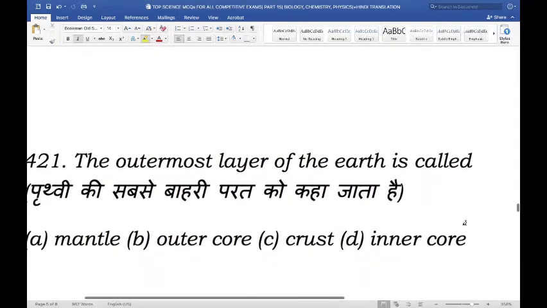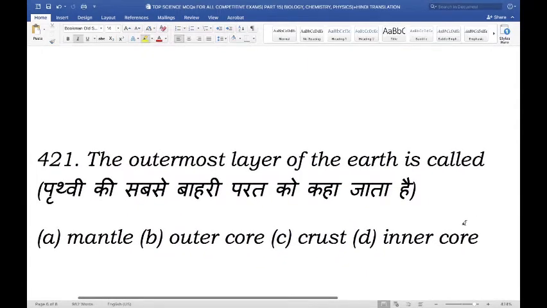Next, the outermost layer of the Earth is called. Is it called mantle, outer core, crust, or inner core? And the right answer here is crust. The Earth's outermost rigid rocky layer is called the crust. Together, the uppermost mantle and the crust act mechanically as a single rigid layer called lithosphere.